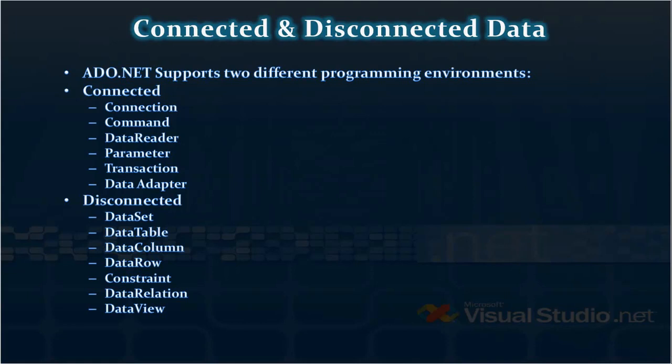There'll be data tables, there'll be columns, there'll be rows, there'll be relations, there'll be constraints, there'll be a data view. Just like how a database is there, we can recreate everything in a disconnected architecture in XML format also. Okay, these are the two programming environments available in ADO.NET.